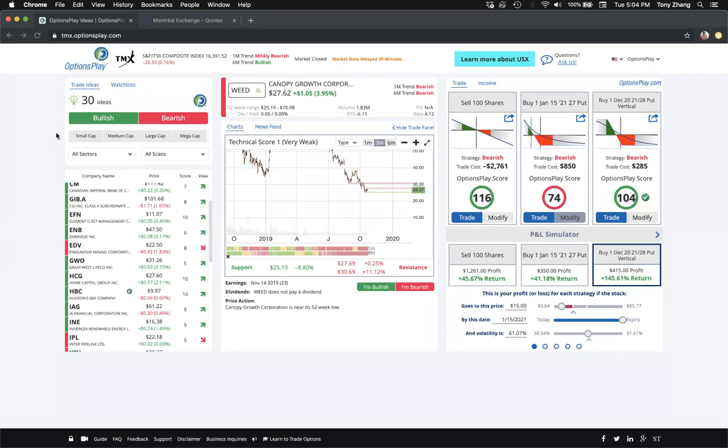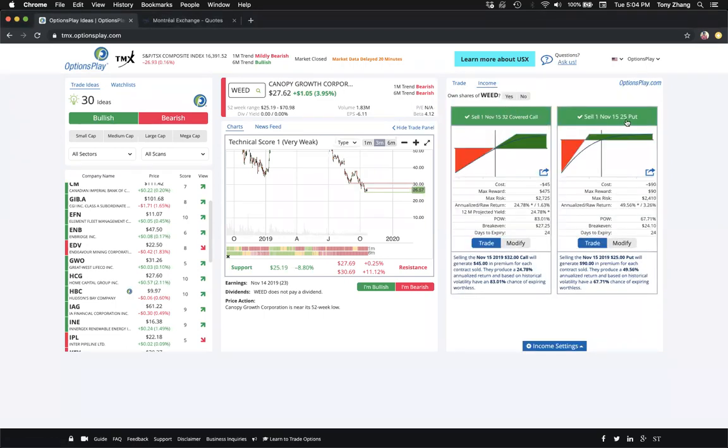Claude is saying, when do you feel it's better to sell a put? You should only sell a put if you want to buy the stock. So that's a completely different strategy. We have an income tool for that. So if you want to buy in Canopy Growth, selling a put is a great way to potentially buy this stock.